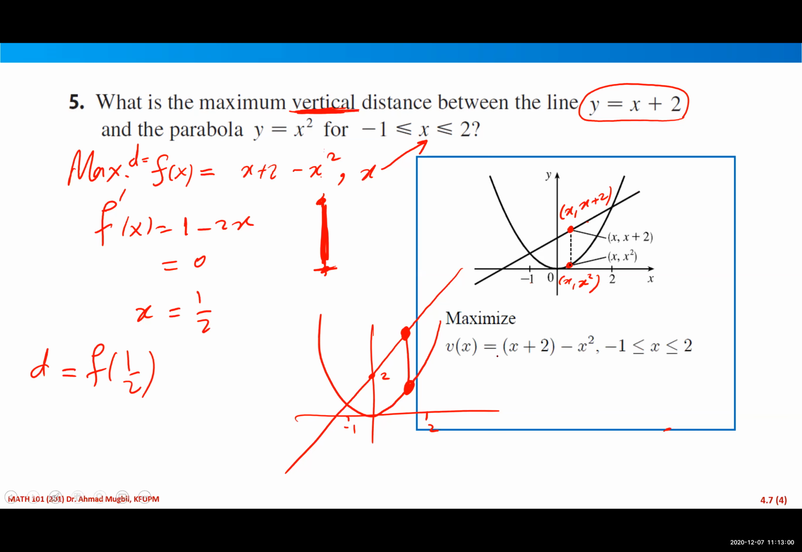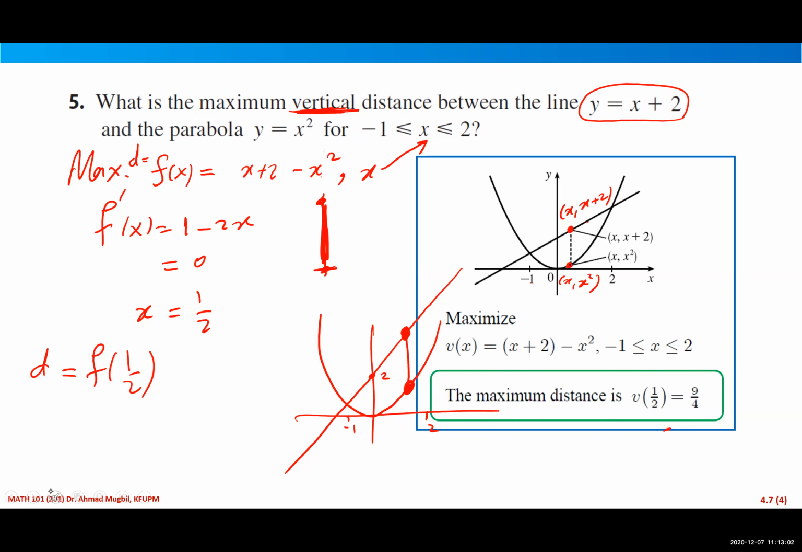Here we are. This is the function. And he called it v, by the way. I call it f, no problem. It is at a half. And this is the maximum distance. Just substitute here by a half. Any question? It's clear. Let's go to the next one.